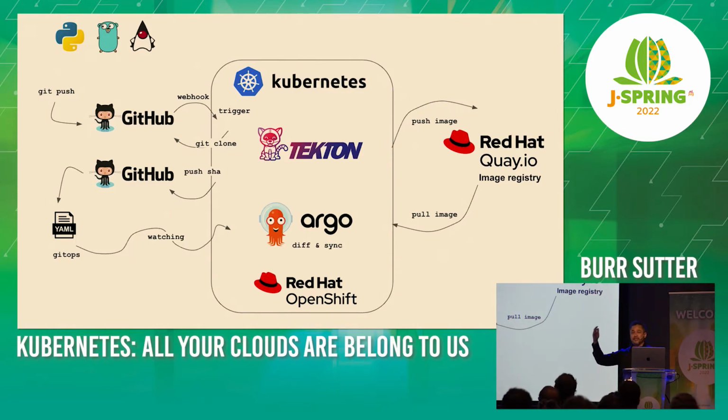Let me do my build of the container image. Let me push that container image out to a container registry. I'm going to push this one out to Quay.io, which is a Red Hat sponsored container registry, but you can go to Docker.io, GCR.io, it doesn't really matter.